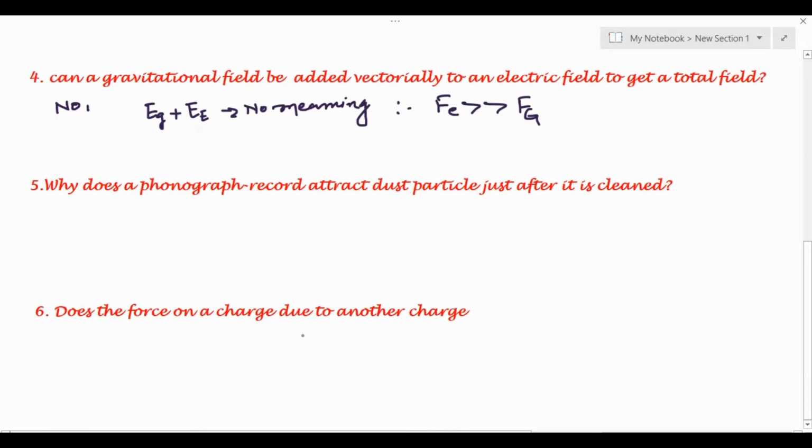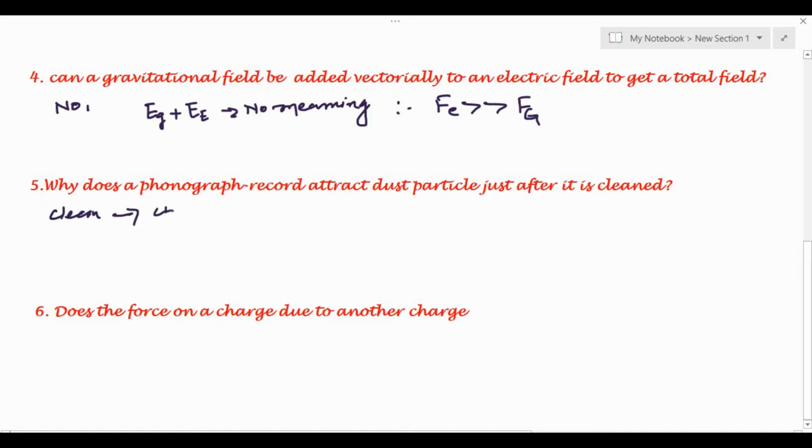Remember this fact. Now question number 5. Why does a phonograph record attract dust particles just after it is cleaned? When a phonograph record is cleaned, it develops a charge on it due to rubbing. This charge attracts the neutral dust particles due to induction.